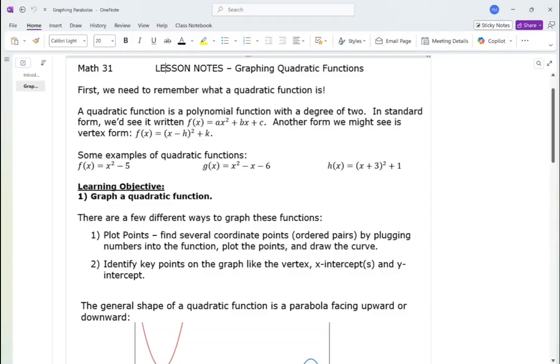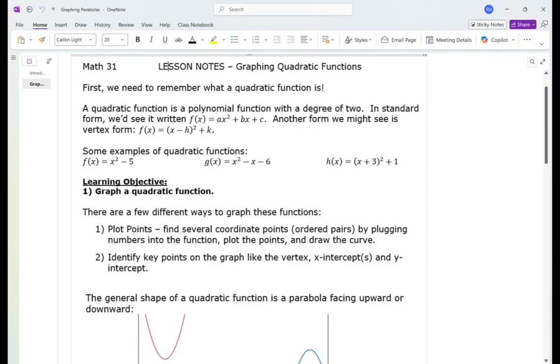Hello, Rochelle here. We're going to talk about graphing quadratic functions. So first we need to just remember what a quadratic function is.